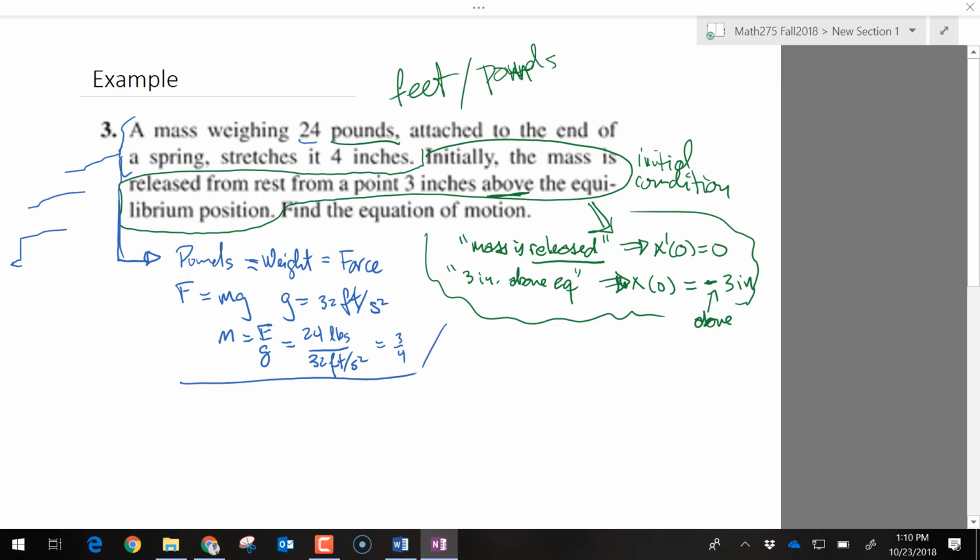So that's one part. And remember, the only other thing we need is k. Omega is going to be the square root of k over m. So we need k. And the spring that stretches 4 inches is going to give us, by Hooke's law, our constant k. And so how do we find that? Hooke's law says force is equal to k times s, the distance that it stretches.